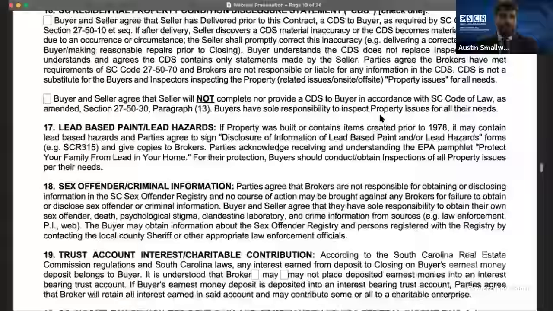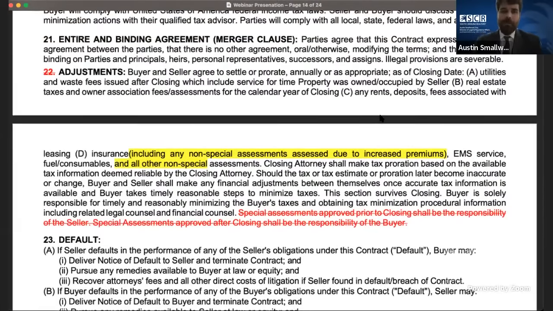And then the next change we made is to paragraph 22. So we did a little bit more explanation on insurance to explain that, hey, this is where we talk about where the buyer and seller can agree to allow the closing attorney to prorate or settle this amount of money. And we had in there insurance. Obviously, we're getting a lot of calls on the hotline about what insurance premiums, where does that fall in? So insurance would say including any non-special assessments due to an increased premium. So if you're simply being assessed by your HOA an additional premium for insurance increase, that would fall under D. That would not fall under a special assessment.